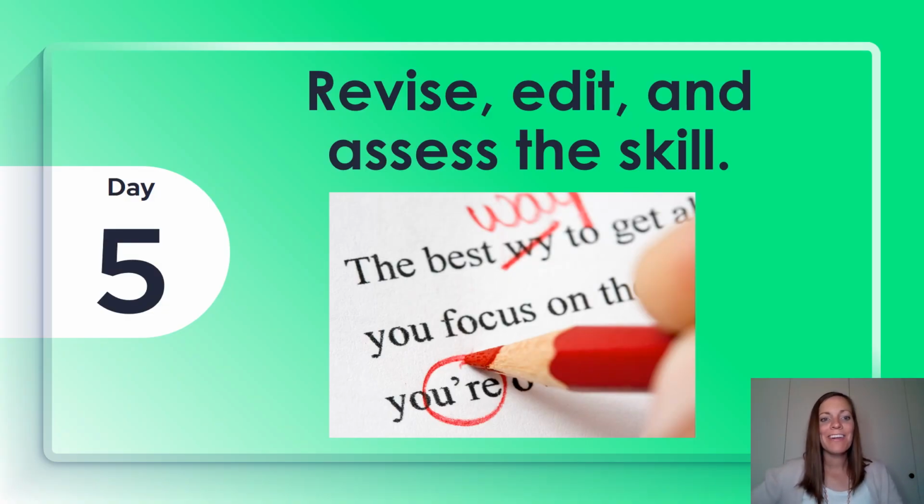All right, we are on our last mini lesson. On day 5, you would have your students revise and edit for the targeted skill, and then you would assess the skill.